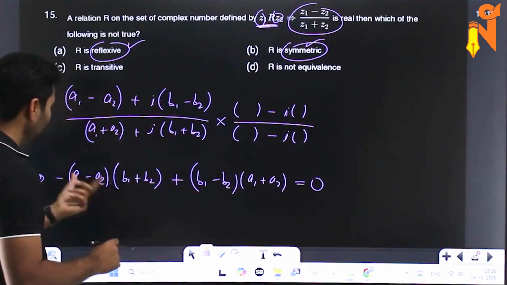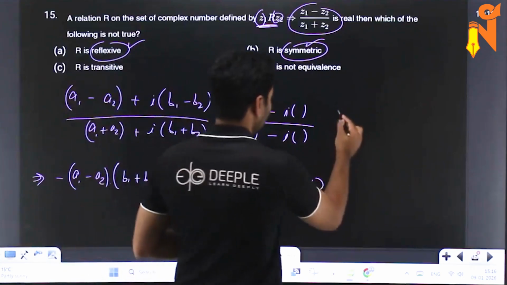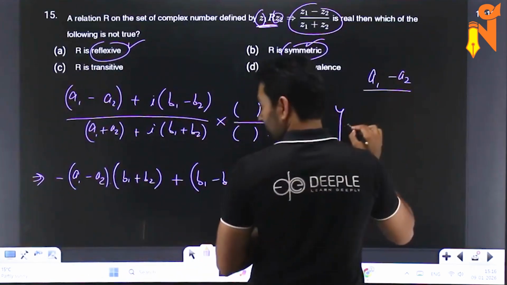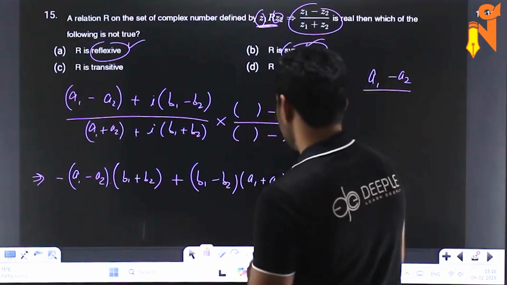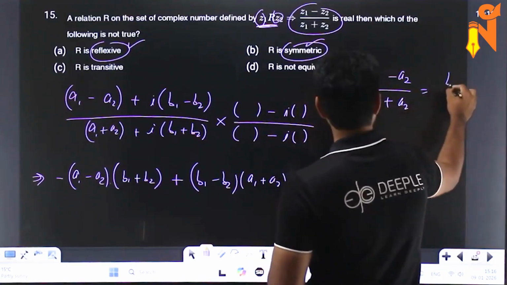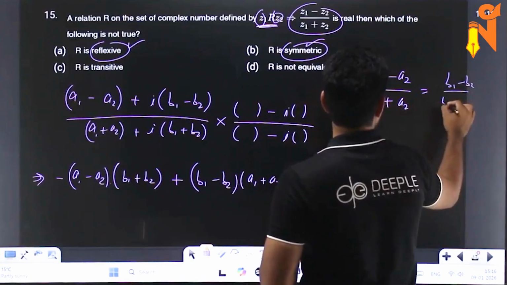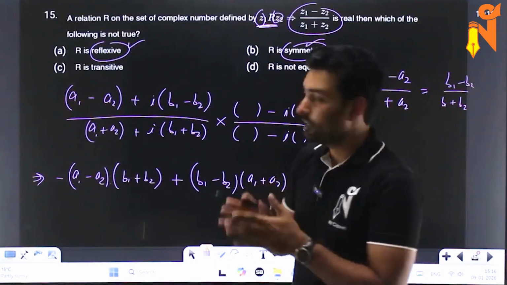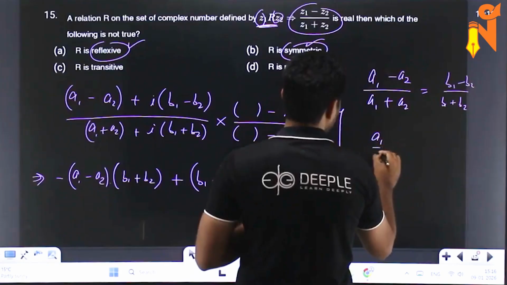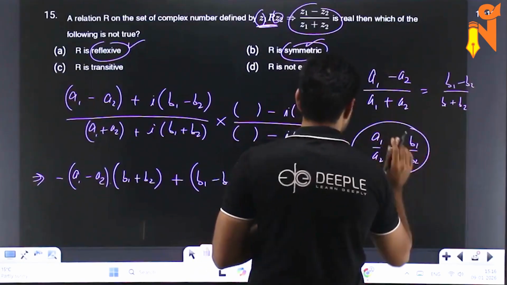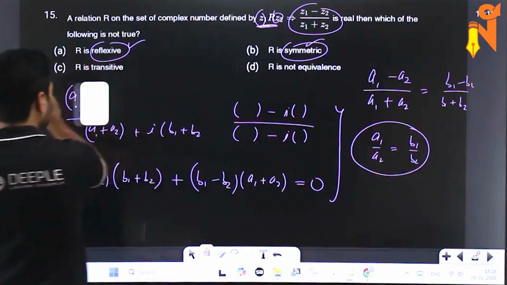Now after simplification you can say that this is nothing but a1 minus a2 upon a1 plus a2 is equal to b1 minus b2 upon b1 plus b2. If you use componendo dividendo here, you will get a1 by a2 is equal to b1 by b2. I hope this is clear. Next, we can remove this part.